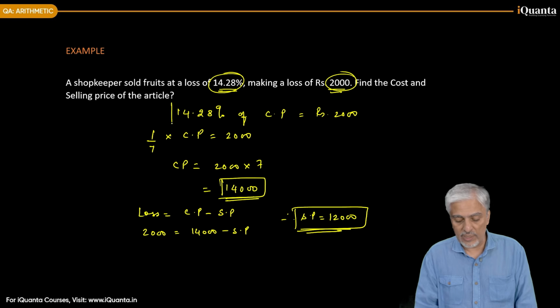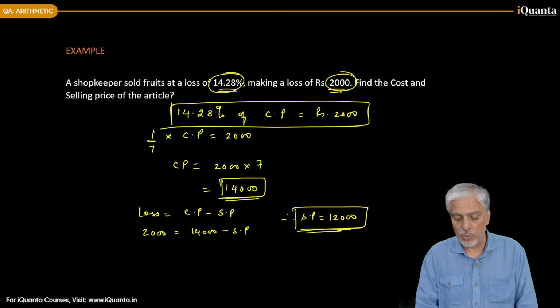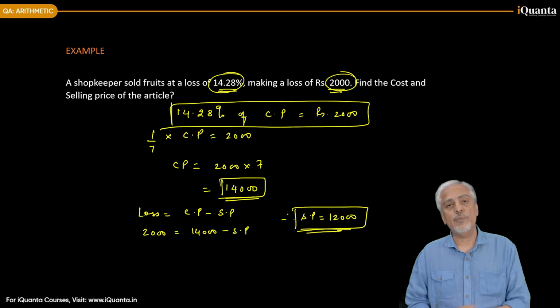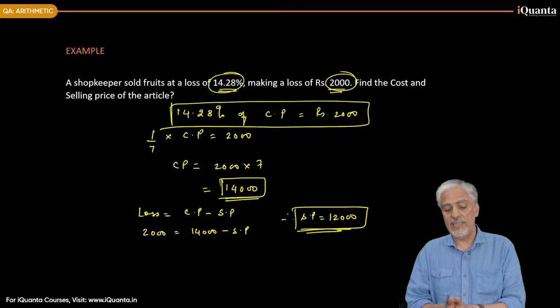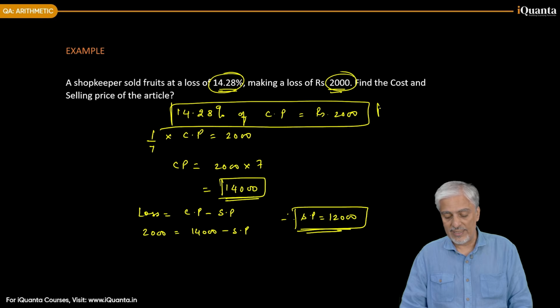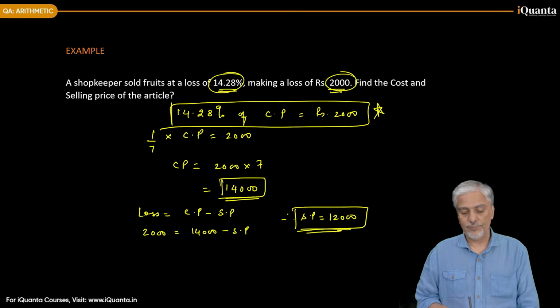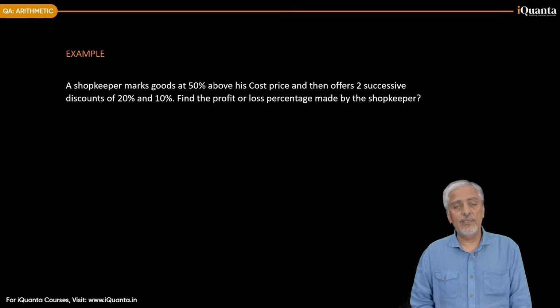Important part. Let's go through this one more time. The important thing was this step. 14.28% of the cost price is that loss. So loss is 14.28%, which is on the cost price, which is 2,000 rupees. Once you get this, everything else was easy. Let's take one more example.